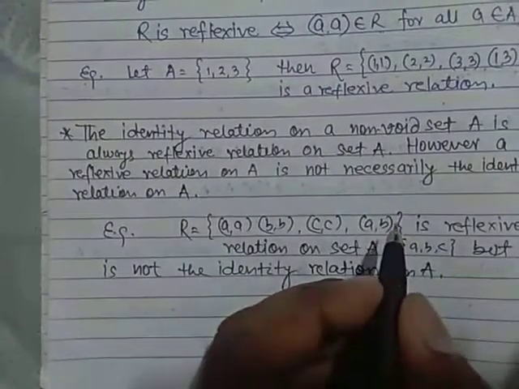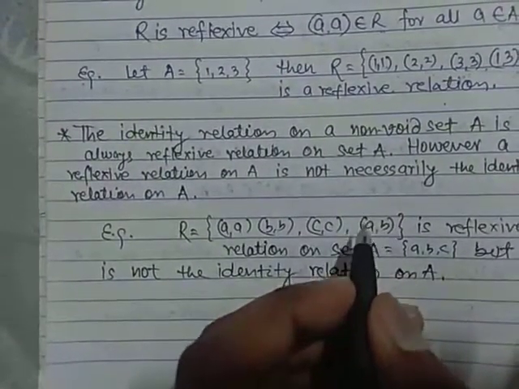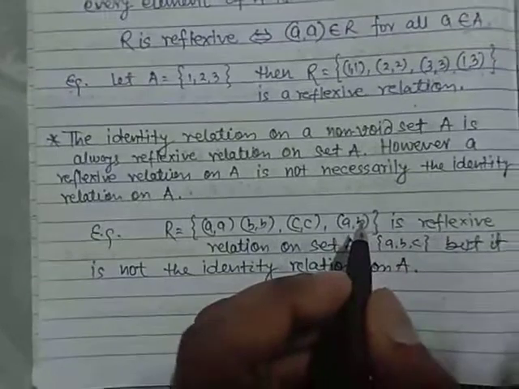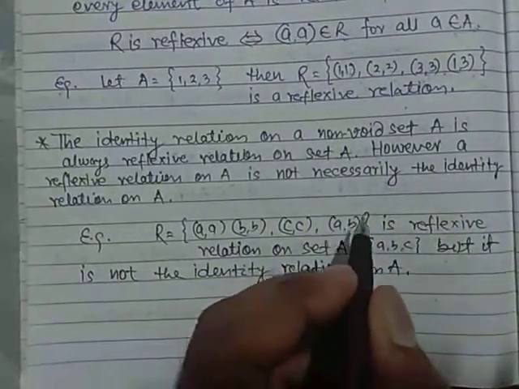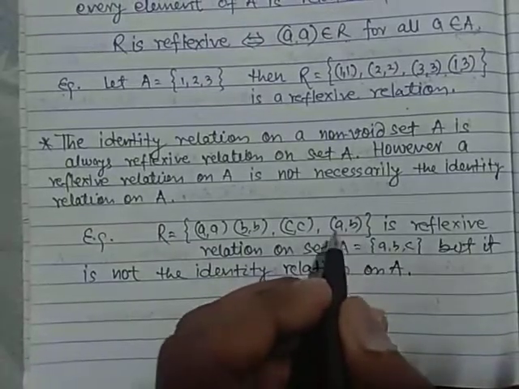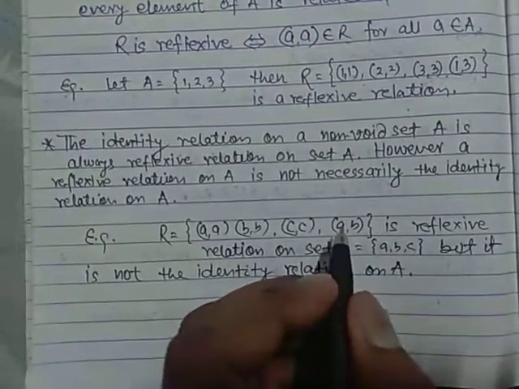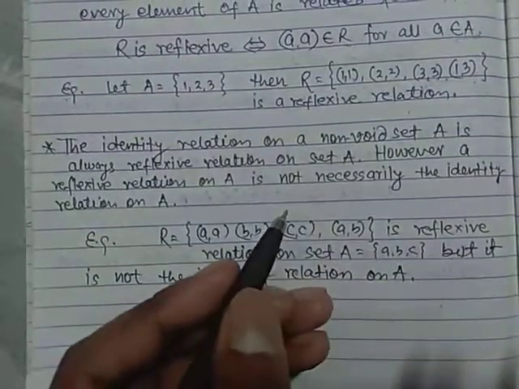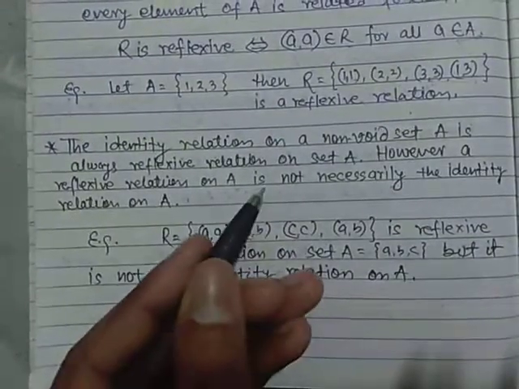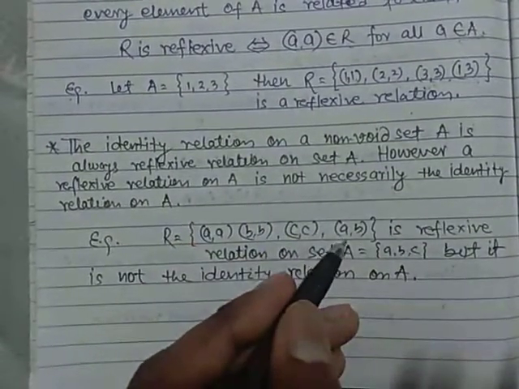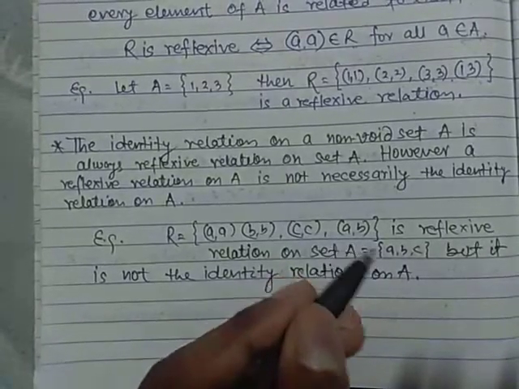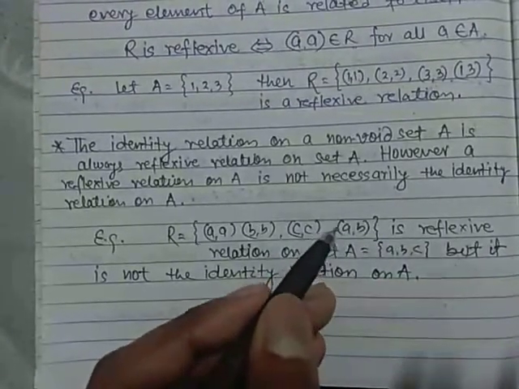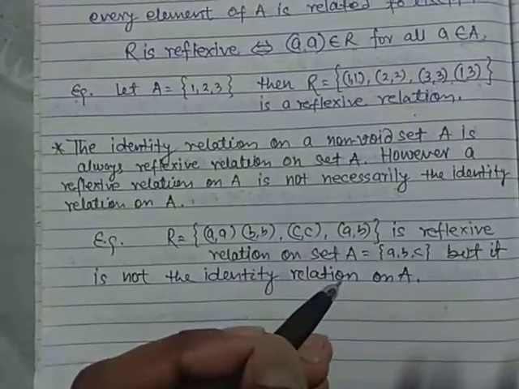Reason: there is one other pair (a, b) here, and this does not support the definition provided for the identity relation. What is that? Every element of set A is related to itself only, but here an extra ordered pair is there. Therefore, this is reflexive but not an identity relation.